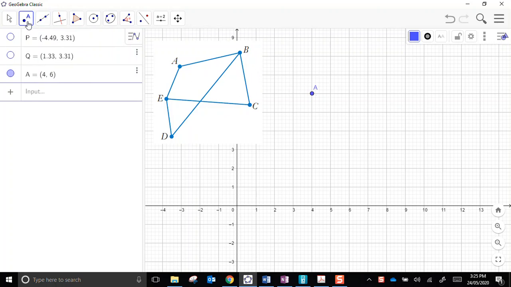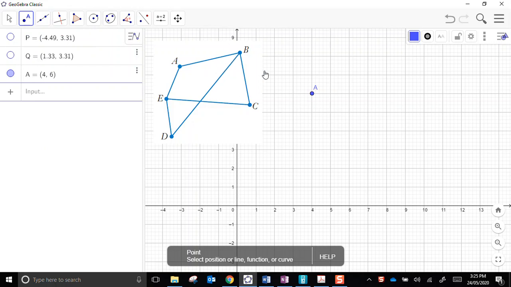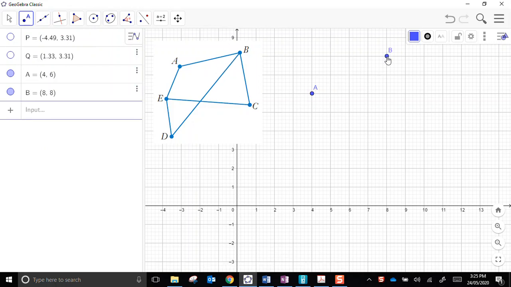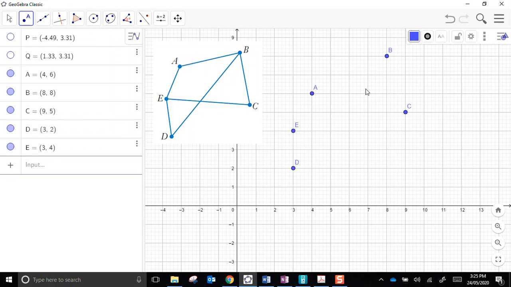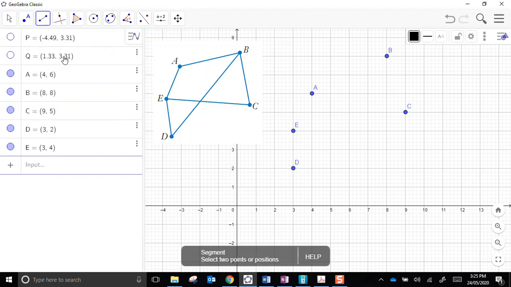I've just selected points from this menu, and as I click onto the grid I'll be inserting points. So A, B, and I'm going to roughly try to get the same shape as this. It just goes alphabetically. So there we go. Now once I have my 5 vertices there, I'm going to draw a line segment between them.